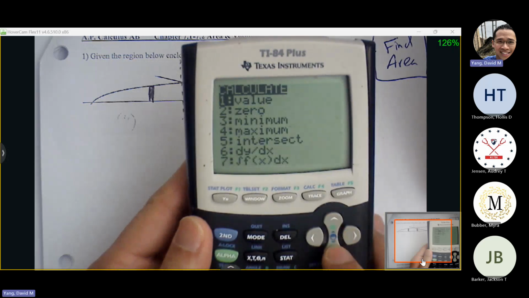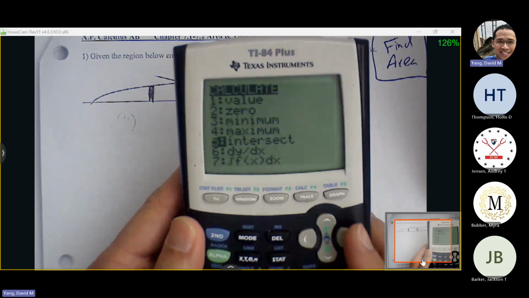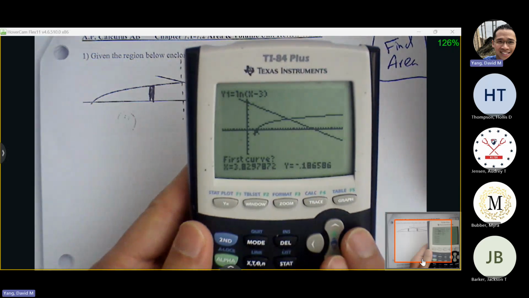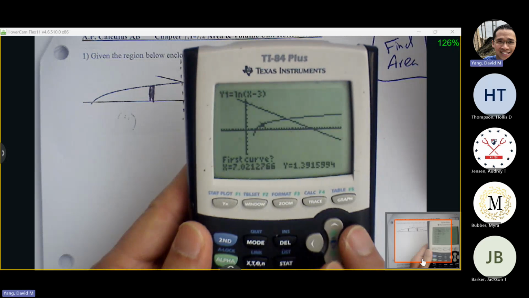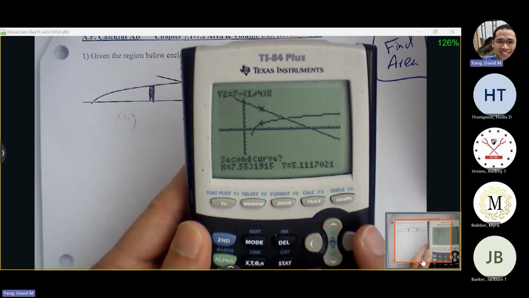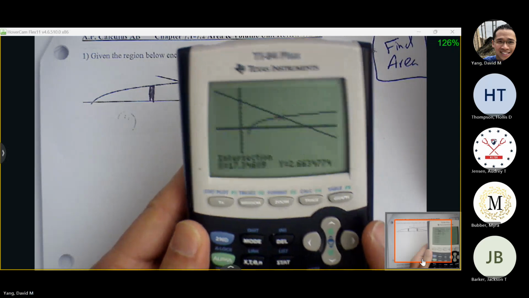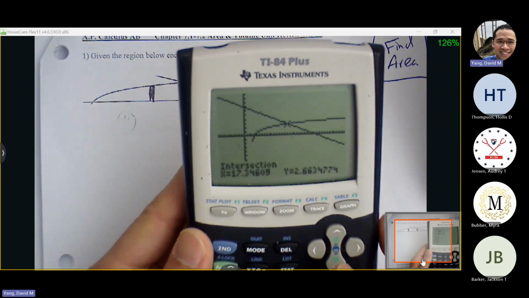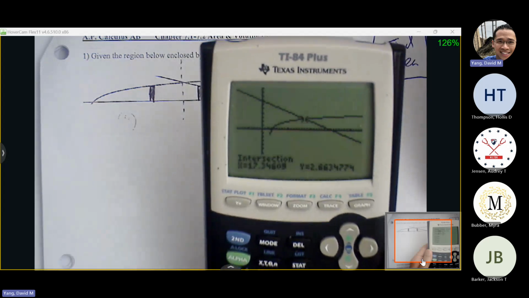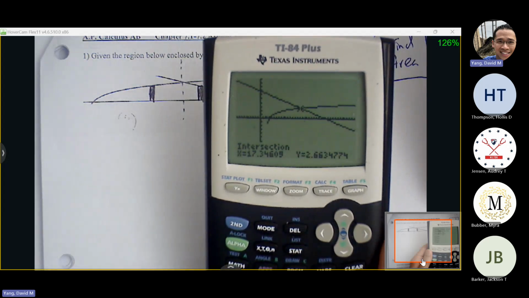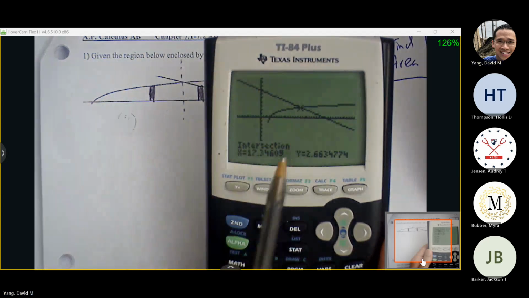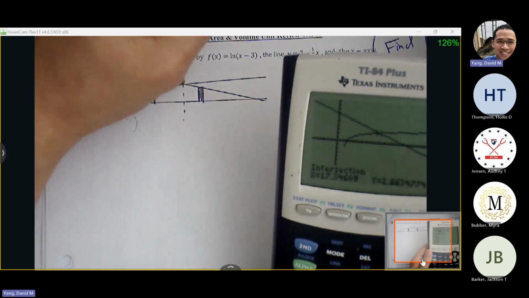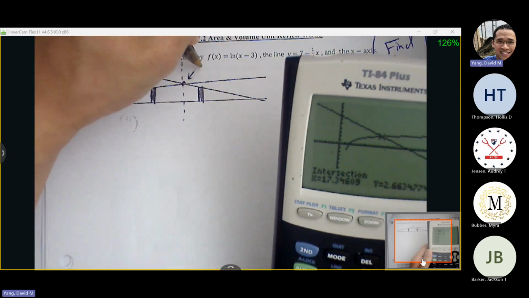Second trace, intersect. Now I want to find the intersection between the natural log and the linear graph. Hit enter, enter. 17.346 and 2.66. Maybe I don't need the y value, but I'm just going to write down both, my full ordered pair there in case I need it.